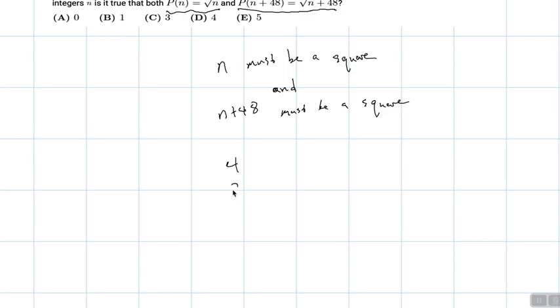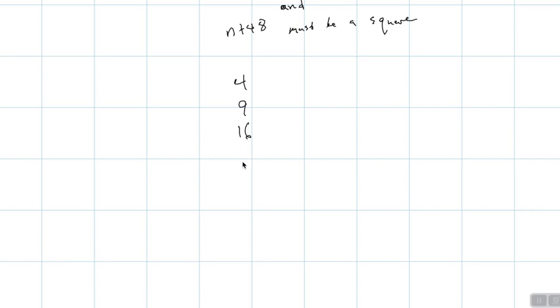So 4, 9, 16, and see if we notice anything. 25, 36, 49, 64. So one thing to notice is to be thinking of adding 48. I want to look at this term, n plus 48. So here are potential values of n. Adding 48 to each of these, will it give you a square?